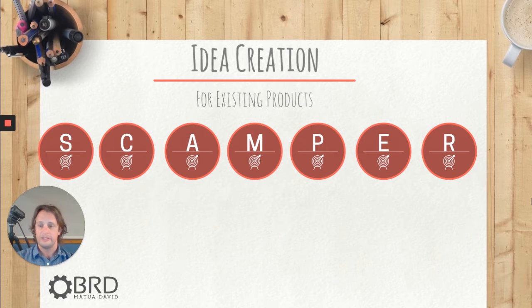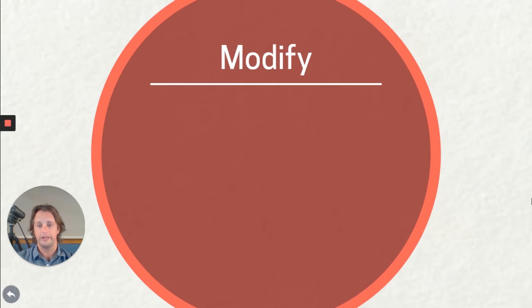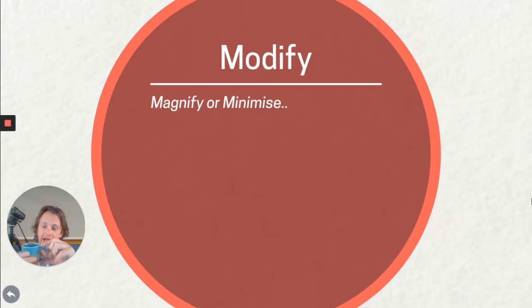So I've done S, C, A, and now M. M is for modify. Modify often is just replaced with magnify or minimize. With this, we're taking something and we're going, right, what element or part of this could we make smaller? Could we minimize? That could make it better. What part of it could we make larger? It could be a physical thing, where I've got my coffee here. If I wanted to make that handle smaller, could that make it a better product? If I wanted to make the handle bigger so I could really fit my whole hand in there and hold it, could that make it better?